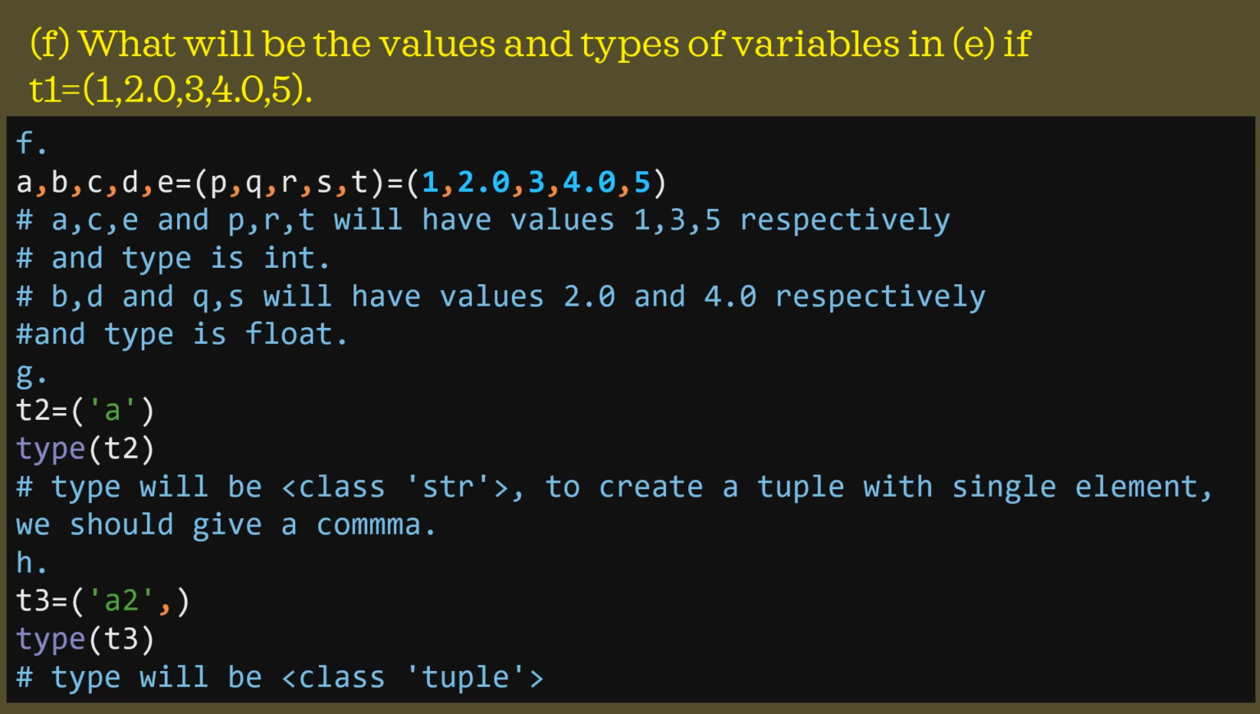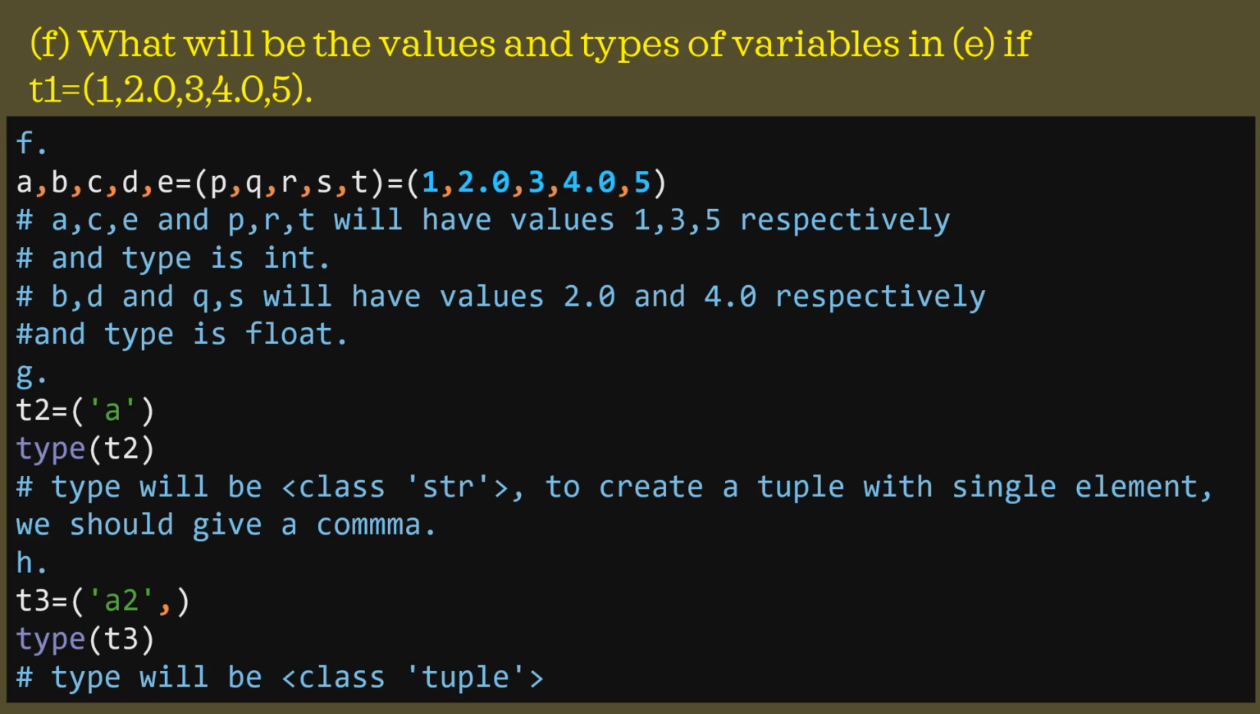Accordingly, the integer values will have data type integer and the float values will have data type float. So a, c, e and p, r, t will have int type of data, and b, d and q, s, these four identifiers will have values 2.0 and 4.0, so their data type is float.